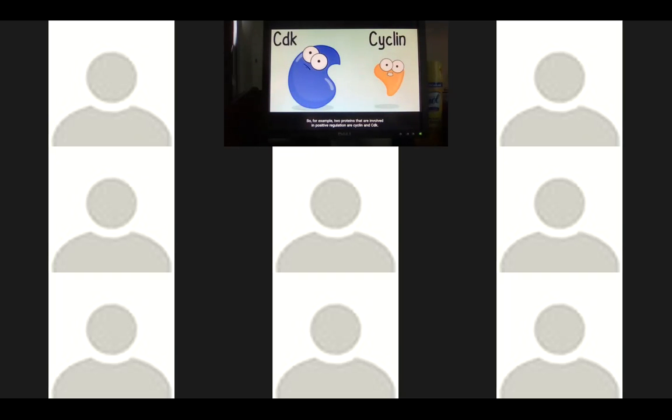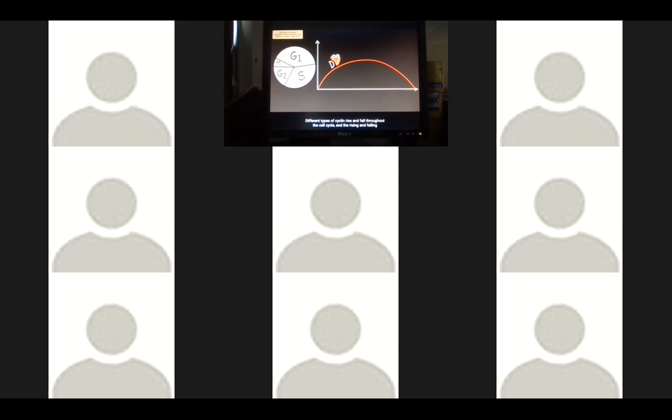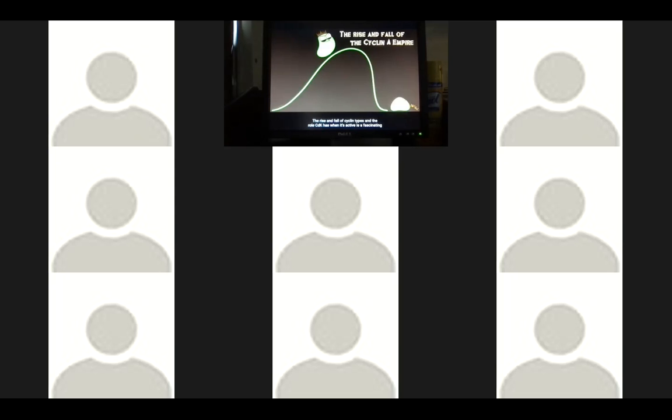So, for example, two proteins that are involved in positive regulation are cyclin and CDK. CDK is specifically an enzyme protein, a fancy kind called a kinase, which is worth a Google. CDK can have different forms of cyclin protein bound to it. Different types of cyclin rise and fall throughout the cell cycle. And the rising and falling is based on a variety of signals to determine when the cell should move on to the next cell cycle phase. Typically, each cell cycle phase, G1, S, G2, M, will tend to have a different cyclin binding with the CDK. The rise and fall of cyclin types and the role CDK has when it's active is a fascinating subject to explore.